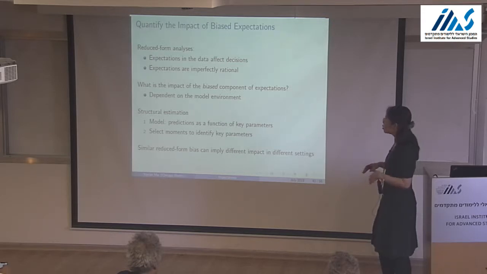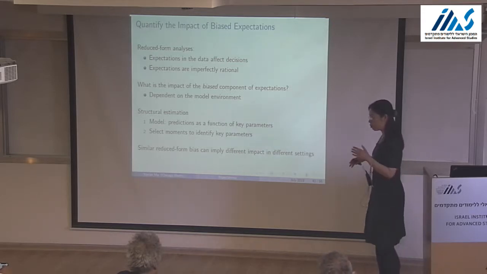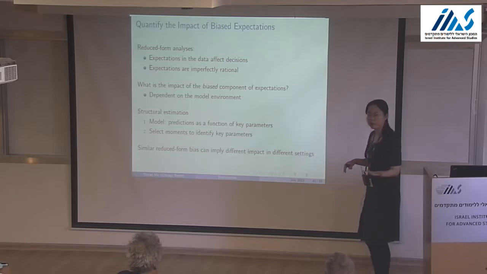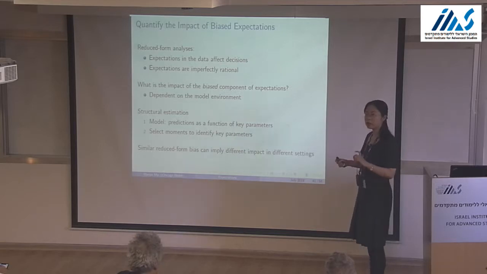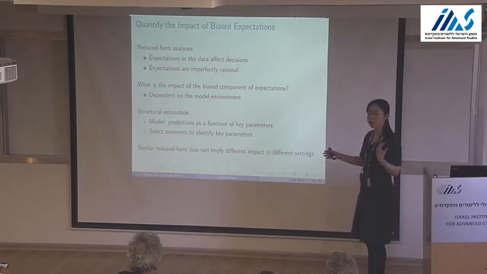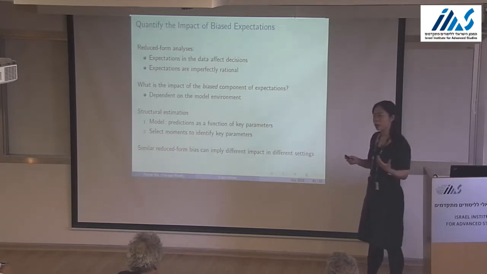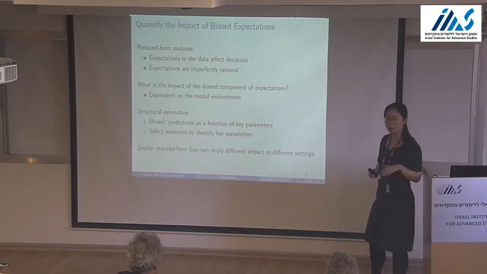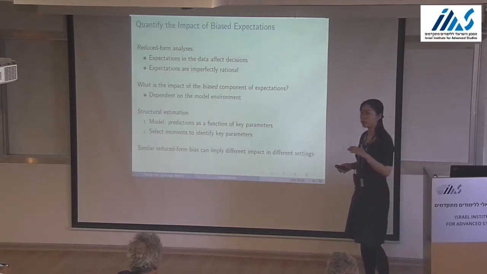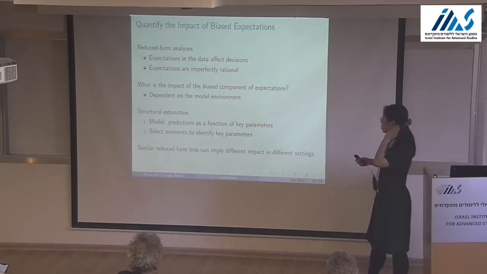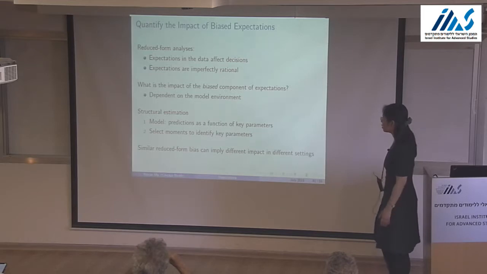And in fact, if you do analysis like predicting forecast errors with some object, the same coefficient can be generated by different degrees of bias coupled with different features of the environment. For example, if you are running that regression in an environment where the underlying process is more persistent versus less persistent, more volatile versus less volatile, they can affect the regression coefficient for the same level of the bias parameter. So backing out the degree of bias from a reduced form coefficient without a model is often difficult.